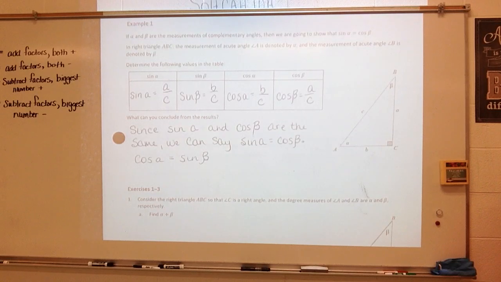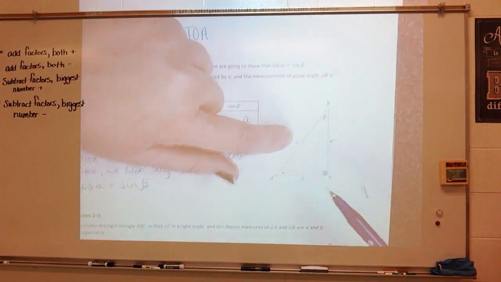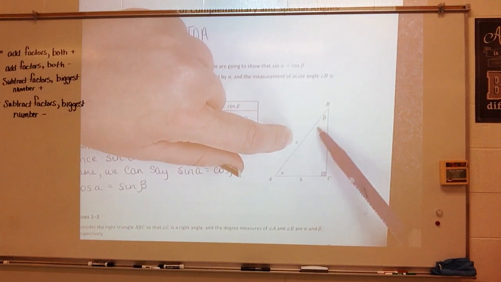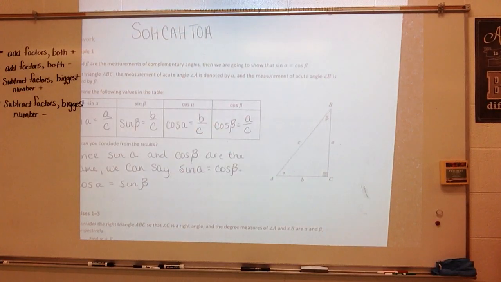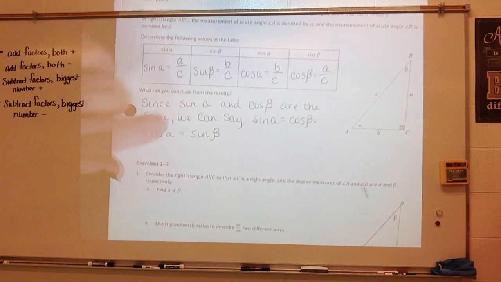Now guys, complementary means 90 degrees. In a right triangle, I know that my two acute angles have to be complementary, which means they have to equal 90 degrees. That doesn't mean that they have to be 45 degrees. They could be anything that adds up to 90. But this is what I know.